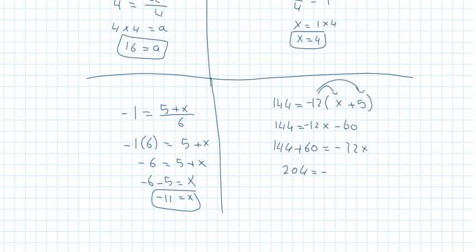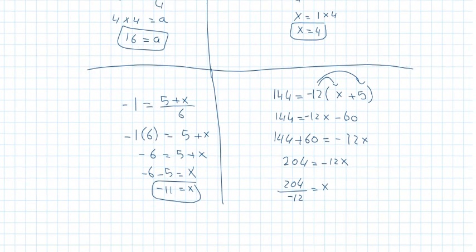And then to get rid of the negative 12, I divide by negative 12. What's 204 divided by negative 12? Negative 7? Okay.